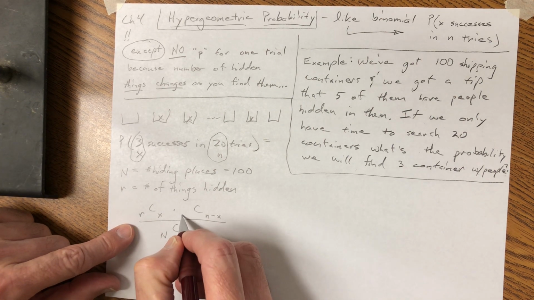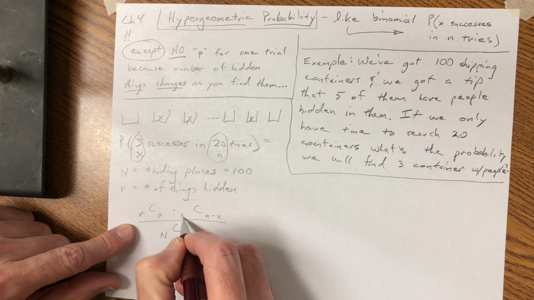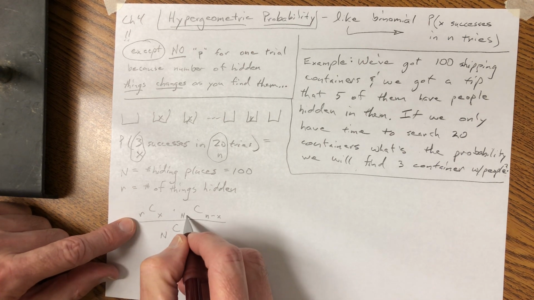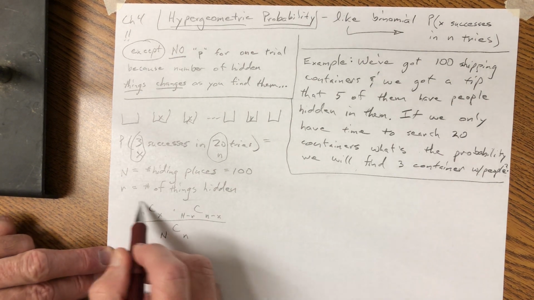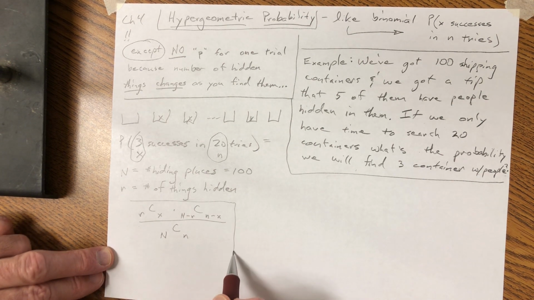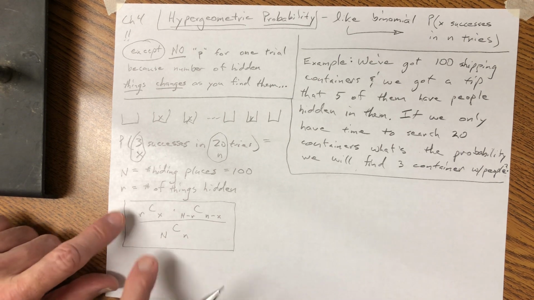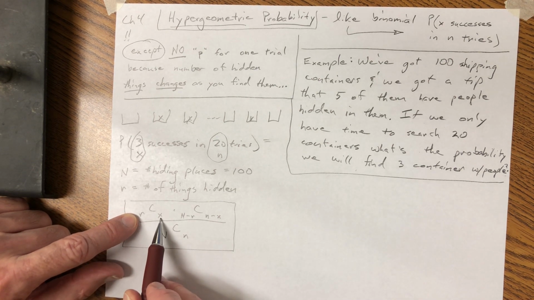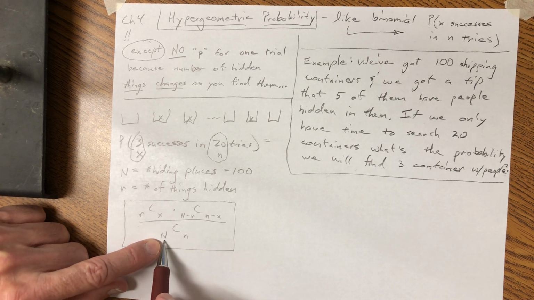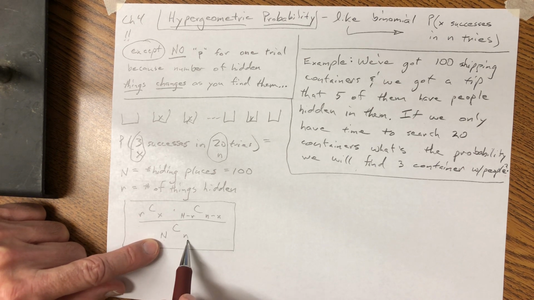This number here is going to be how many things we might not find, which is N minus R. So binomial probability, or hypergeometric probability, is this formula here. It's on your formula sheet. R is the number of things hidden, X is the number that we're going to find. Big N is the number of places to hide. Little n is how many we're actually going to search.